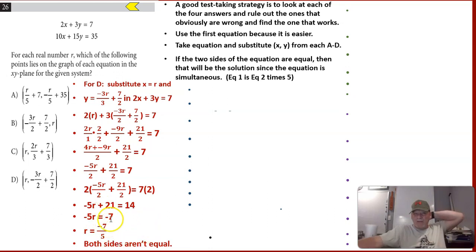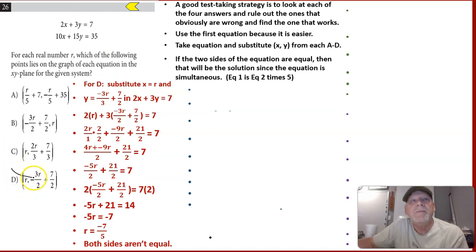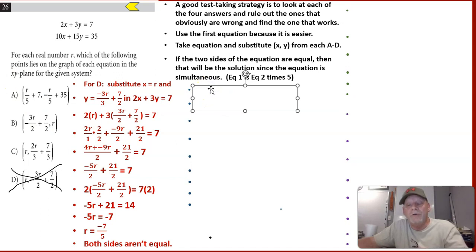So since r has a value, it means it's not an identity. Both sides aren't equal. That means that I can rule out choice D because D is not on that first equation. Doesn't matter if it's on the second one, but it's not going to be anyway because those two equations are equal.